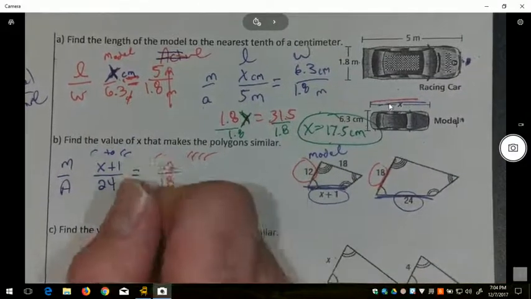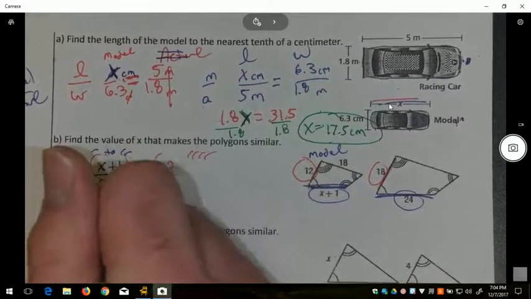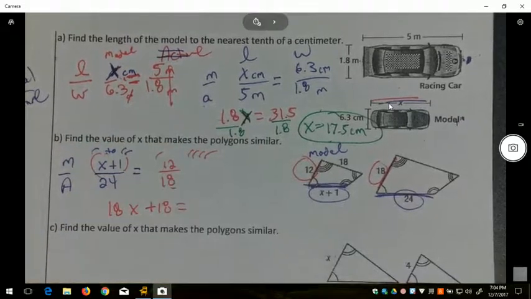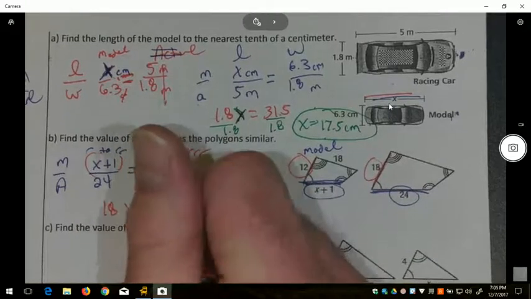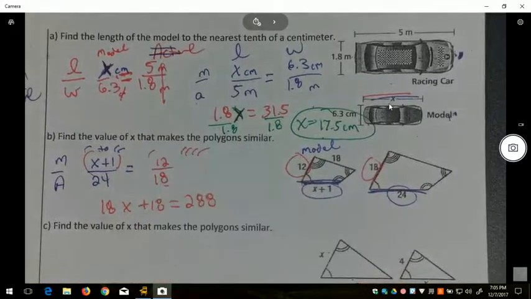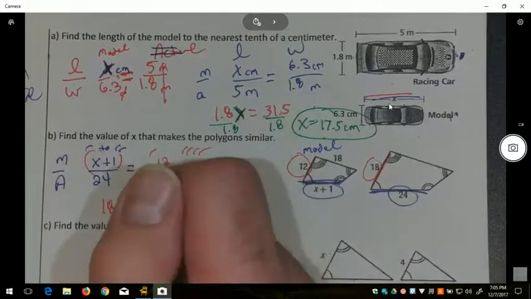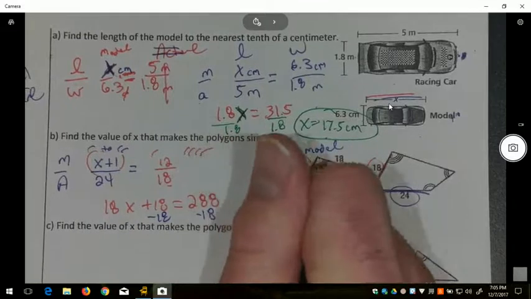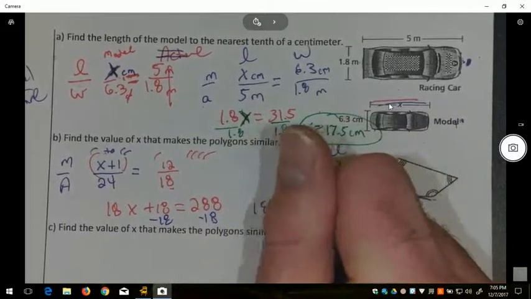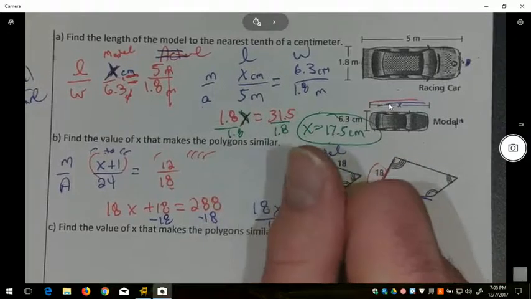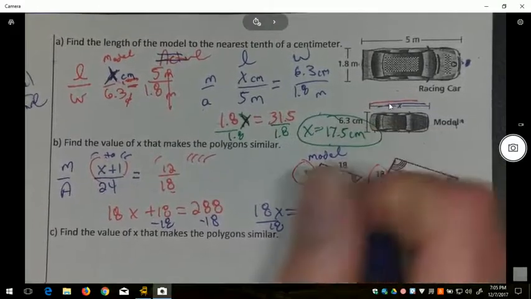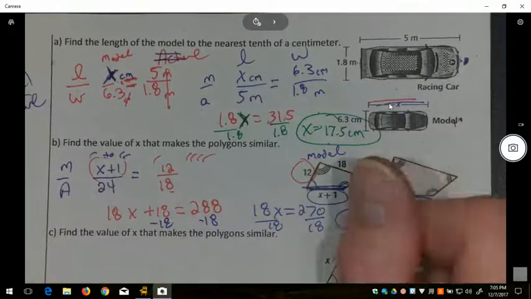When we cross multiply, I'm going to have to distribute this 18 to both the x and the 1, so I have 18x plus 18. And then I have the product of 12 and 24, which 12 times 24 is 288. From 288, I'm going to subtract 18. So this leaves me with 18x equals 270. To get our answer for x, we divide by 18, giving us x equals the quotient of 270 and 18, which is 15. That's all they asked us to solve for, so this is 15.